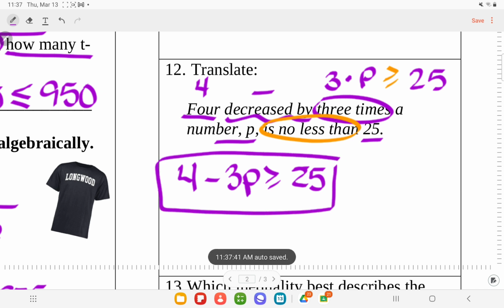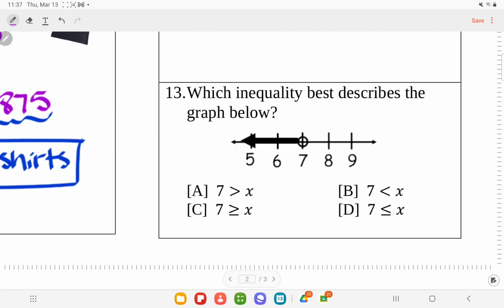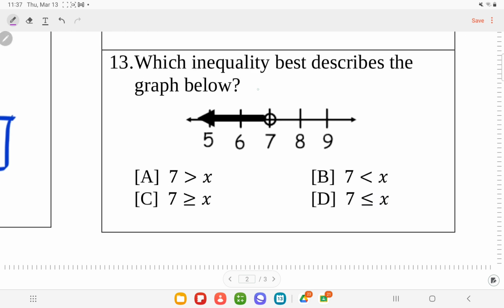This one did not require us to solve. All right, and last but not least, which inequality best describes the graph below? I have an open circle on the number 7. Okay, open circle on the number 7, so I know right away I could get rid of the ones that would be closed circles, because these are greater than or equal to or less than or equal to. Let's just eliminate those answers. Now you have a better chance.